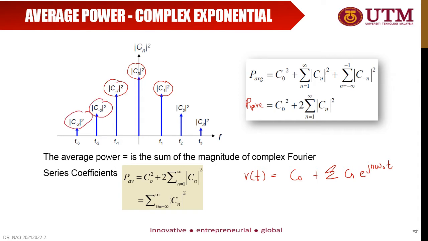Okay, so the equation can be simplified by adding C0 squared plus 2 times the sum of Cn squared. Why do we have 2 here? Because if you notice, the amplitude at f1 and f minus 1 is the same, so you can just calculate the power at C1 and multiply with 2, representing the negative frequency as well.